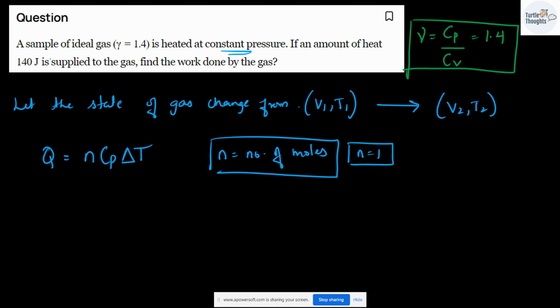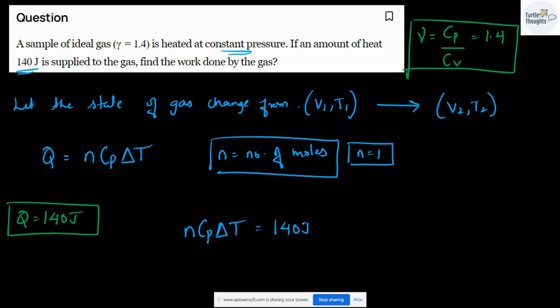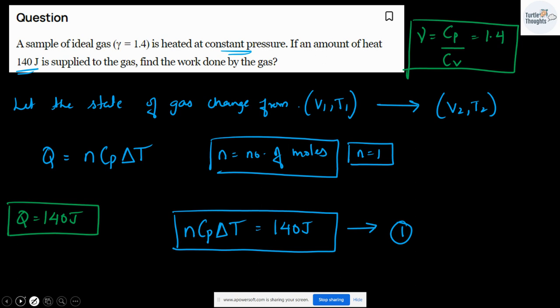So I will be getting Q. They have already given it to me, it is going to be 140 joules. So let me write down the same. Q is already given as 140 joules. So I can write nCp delta T, where delta T is T1 minus T2, is going to be equal to 140 joules. I will be taking this as equation number 1.